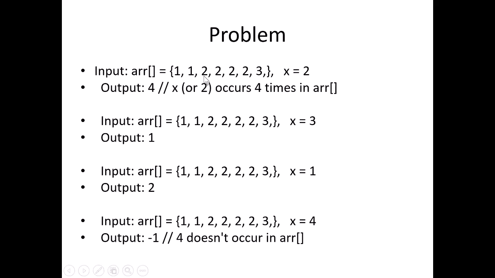Consider the input array contains 7 elements, and the number whose occurrences are to be found is 2. Here 2 appears 4 times, so the output is 4. For this input, 3 appears 1 time, so the output is 1. For the third case, x equals 1, which appears 2 times, so the output is 2. For x equal to 4, the value is not available in the list, so it returns -1.